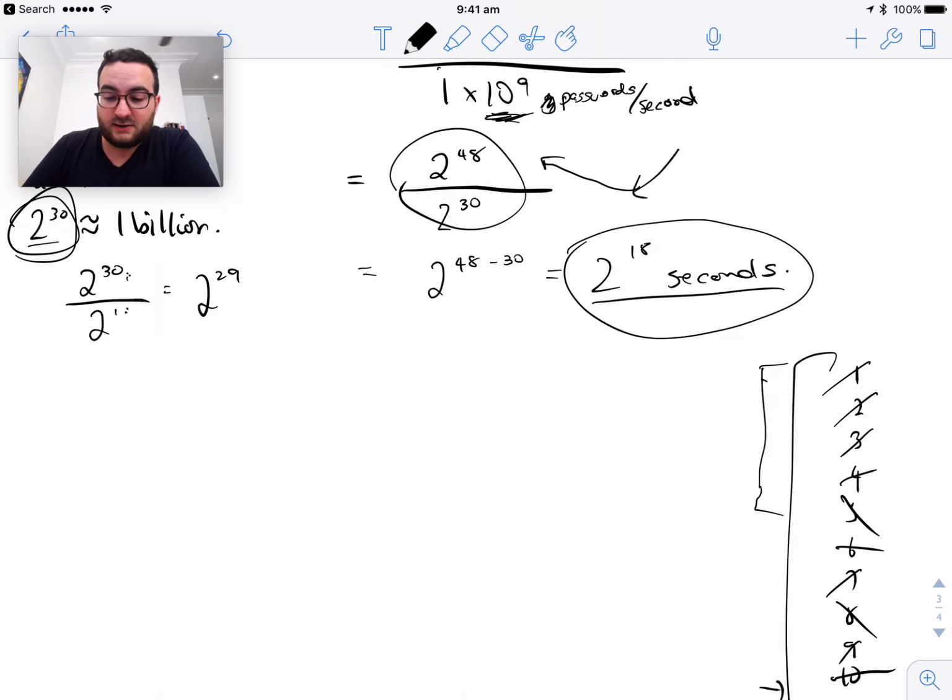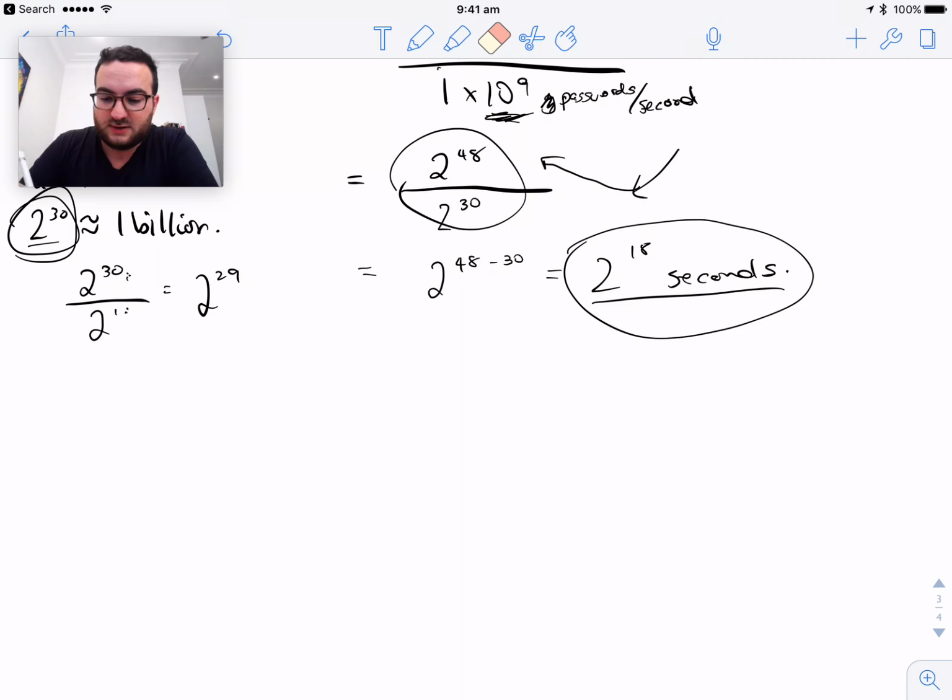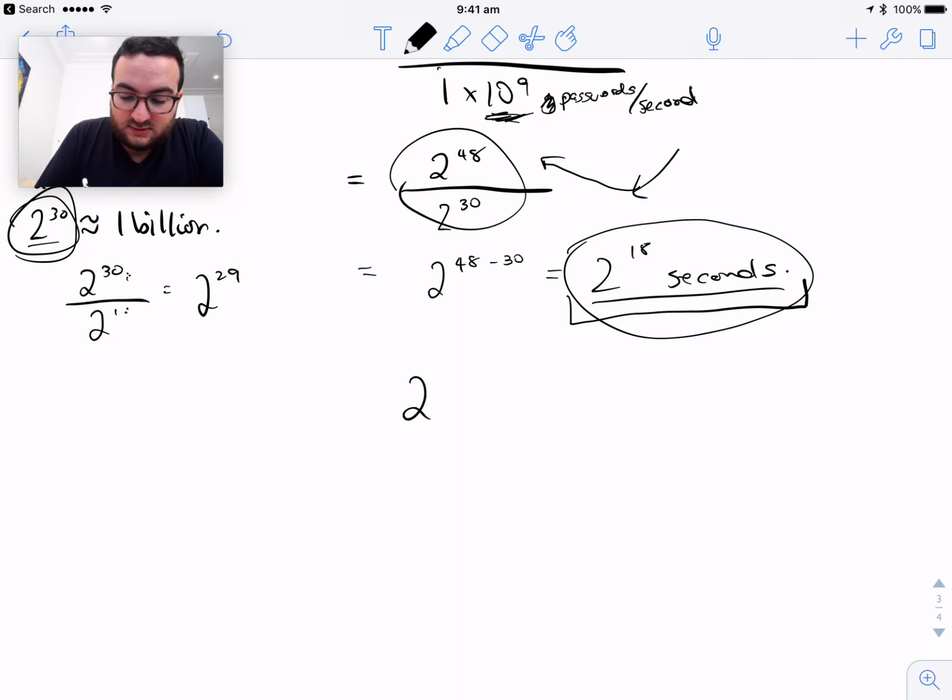So likewise, if I'm trying to brute force my password up here, although to brute force every single password, it's going to take 2 to the 18 seconds, on average it's just going to take half that time. So the way you do that is just go 2 to the 18 divided by 2, and 2 can also be written as 2 to the 1. So it just becomes 2 to the 17 seconds on average.